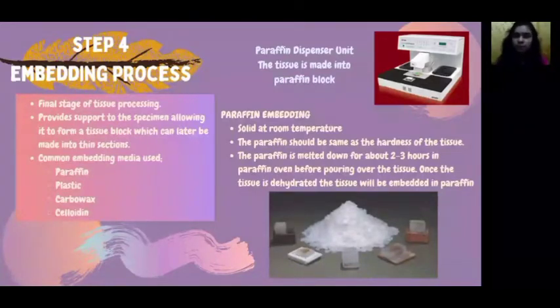Now let's look a little bit on paraffin embedding. Usually paraffin embedding are solid at room temperature. The hardness of the paraffin should be same as the hardness of the tissue. The paraffin is melted for about 2 to 3 hours in paraffin oven before pouring into the tissue. Once the tissues are dehydrated, the tissue will be embedded in paraffin. So that's all from me.